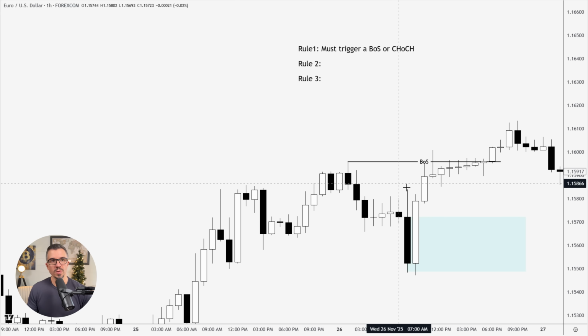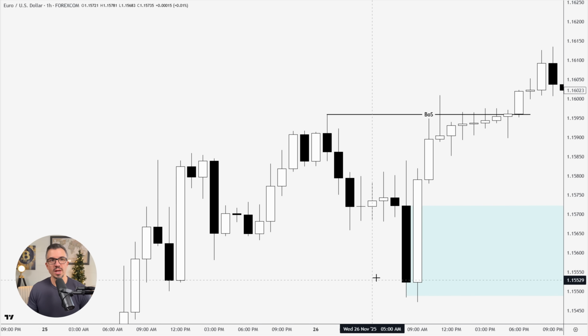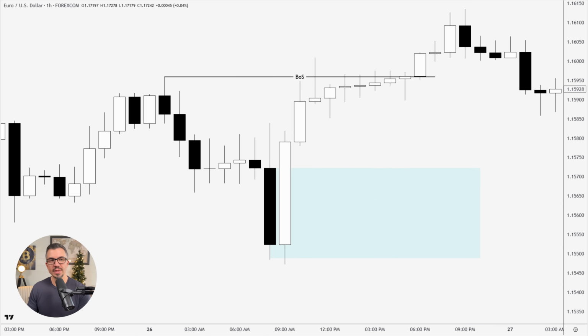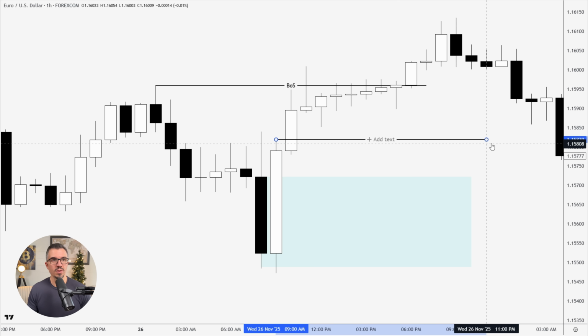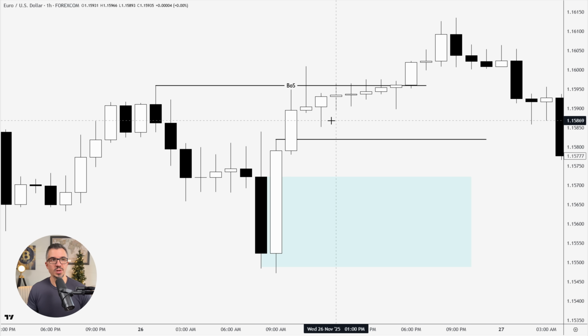Now, rule number 2 is that you have to see displacement, or in other words, you have to see a fair value gap. One thing that traders struggle with is, how do I know if it's displacement or not? The simple answer is, did it create an FVG, a fair value gap? In this case, off of this white candle here, we have this high over here. This was clearly an FVG. If you missed my video on fair value gaps, I will link to it at the top of this video, so you can go check that out.